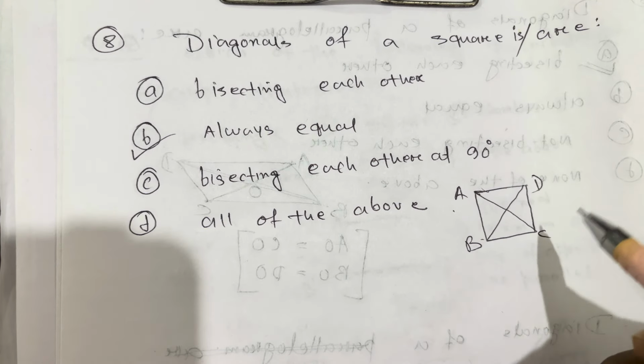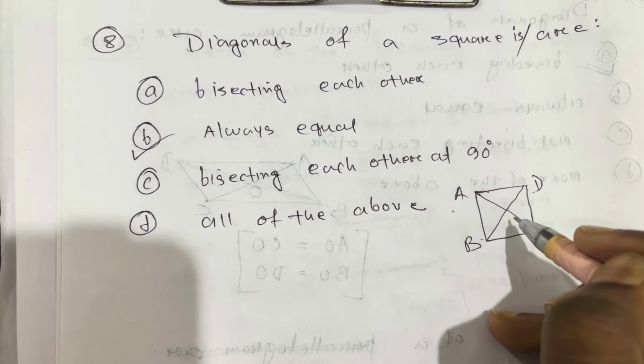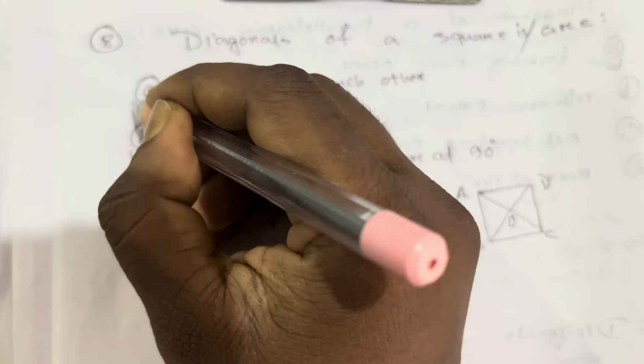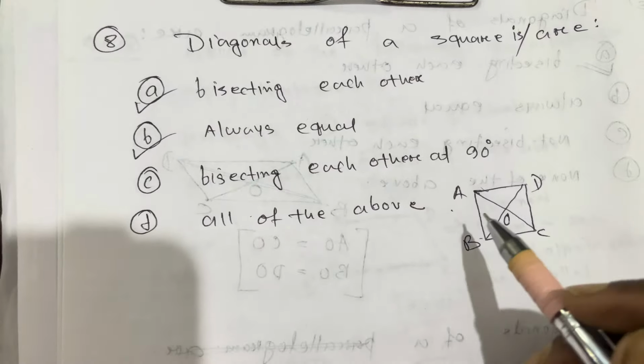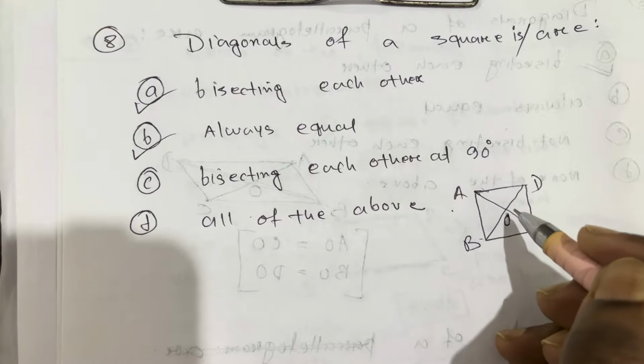And this is a square, and all squares are parallelograms, that's why the diagonals bisect each other. So option A is also correct. Yes or no? Option A is also correct. And they bisect each other at 90 degrees.